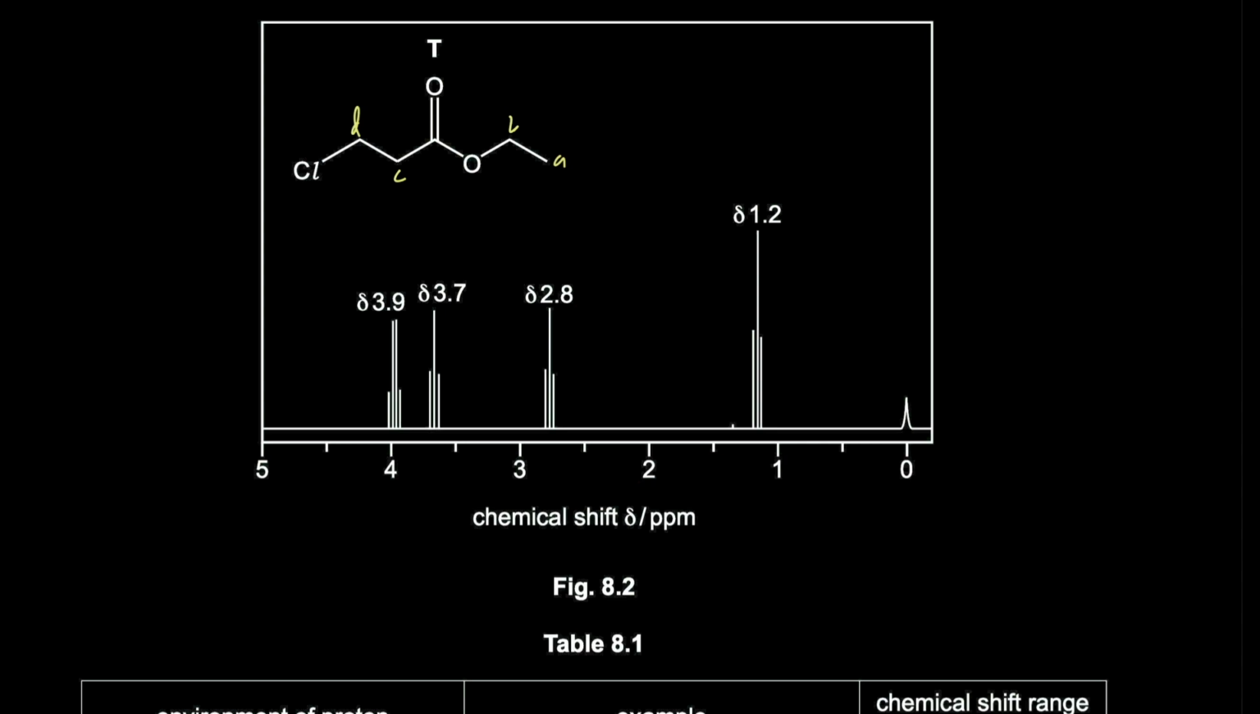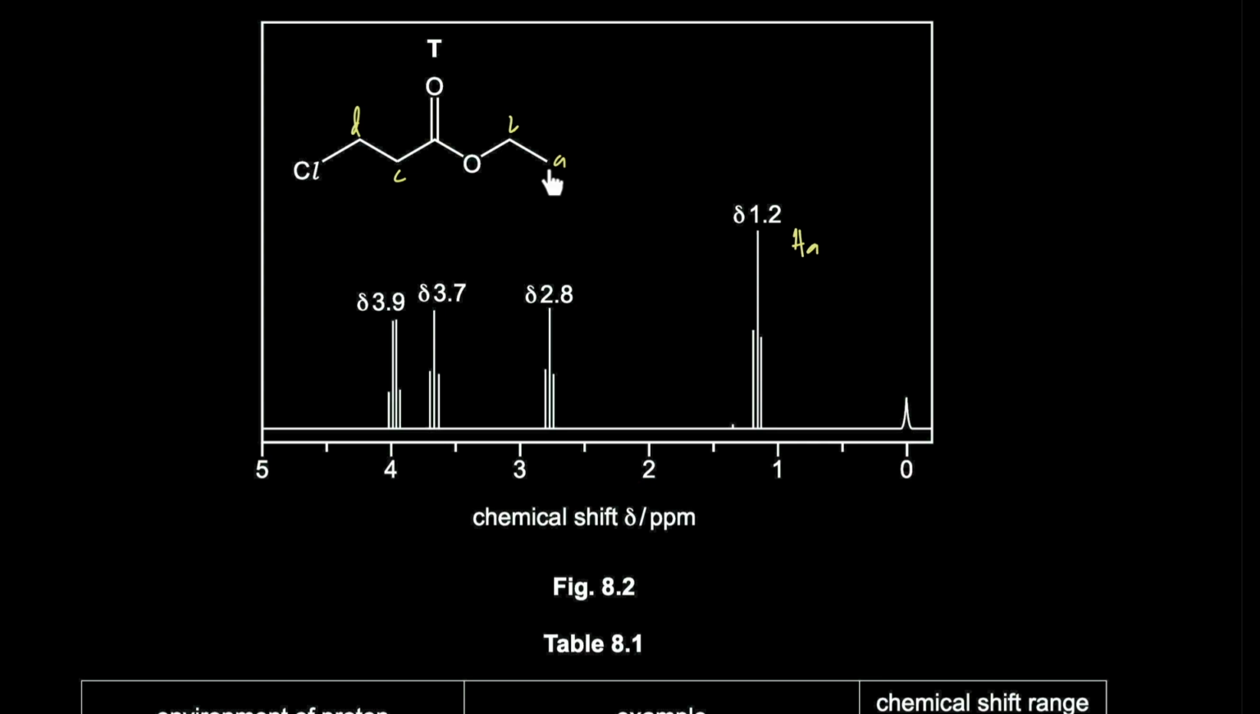Now, proton A over here, which are these three protons, we have a CH3. These guys are just bonded to a CH2. So this is your alkane proton. So the peak at 1.2 is because of proton A. We know that because it's an alkane proton, it's bonded to a CH2, and we also know that it has a triplet splitting pattern, because the neighboring carbon has two protons.